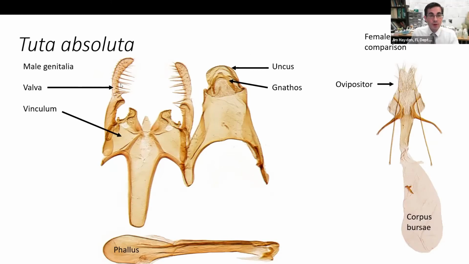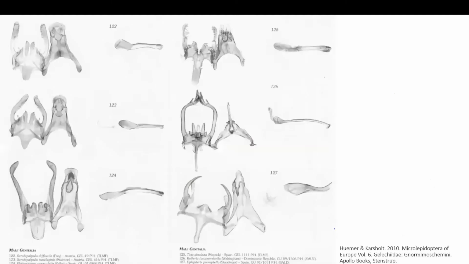These are the basic parts of a moth genitalia. These clasping things are called valvae. This whole object down here is called the vinculum. This up here is called the uncus, and this little thing is called the gnathos. I'll show these parts in one.